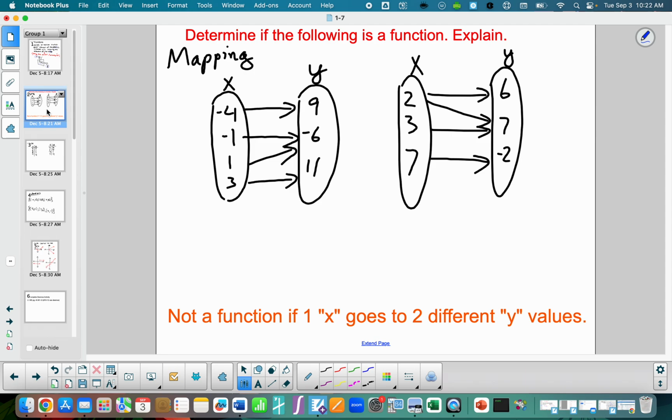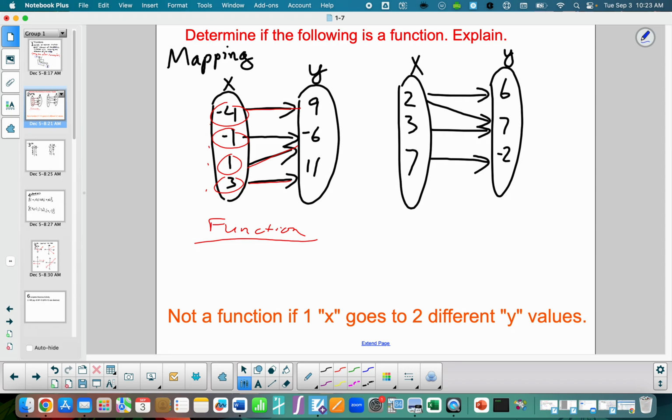So we have two different mappings, and we're determining which one is a function and which one is not a function. So the one on the left, we have -4 goes to 9, has one answer. -1 goes to -6, one answer. 1 goes to -6, and 3 goes to 11. Each one of the x's only has one solution, and even though -1 and 1 both go to -6, that's okay. All right, this is a function.